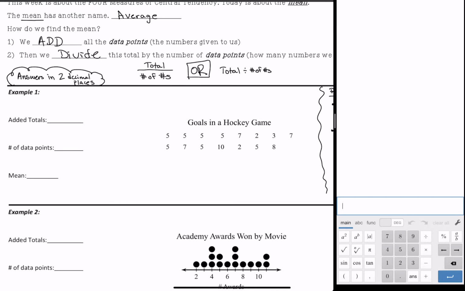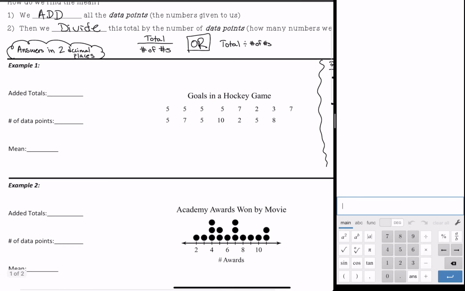So what we're going to do is we have goals in a hockey game. We are going to add all these numbers up in our calculator. Okay, so when I added all these numbers up, I get 81. And how many numbers do I have? So the total number of data points. Well, we have 1, 2, 3, 4, 5, 6, 7, 8, 9, 10, 11, 12, 13, 14, 15. So we have 15 numbers.